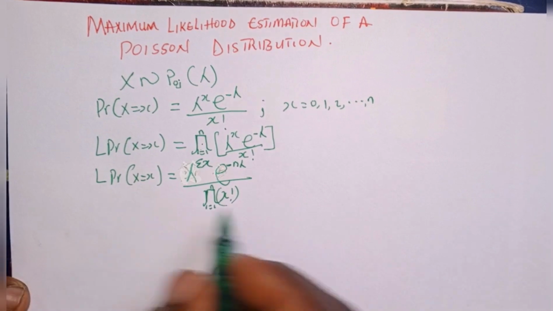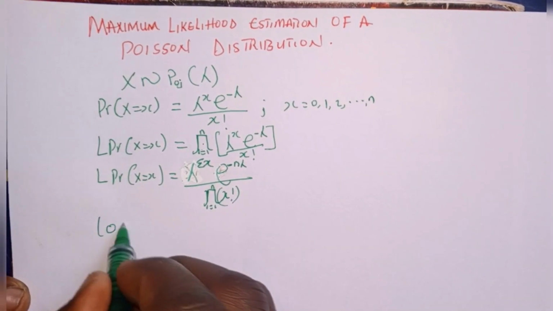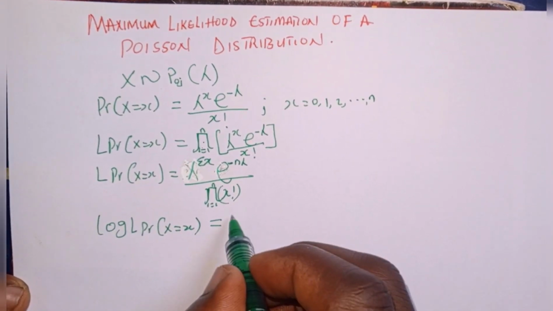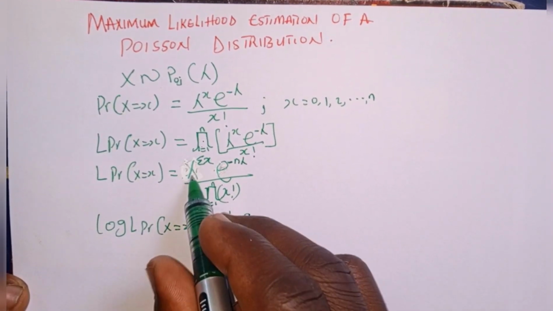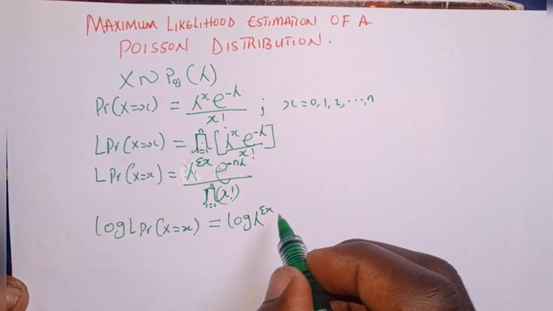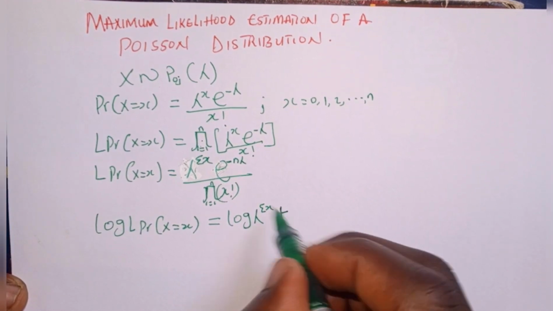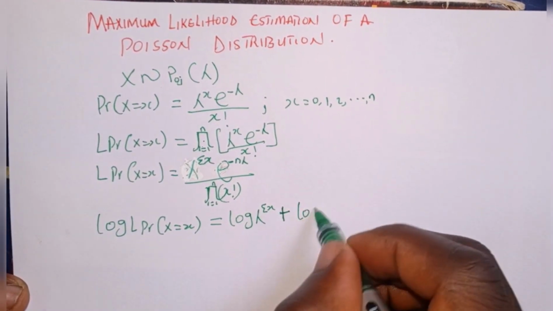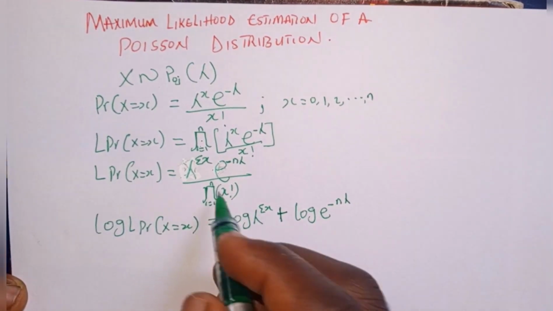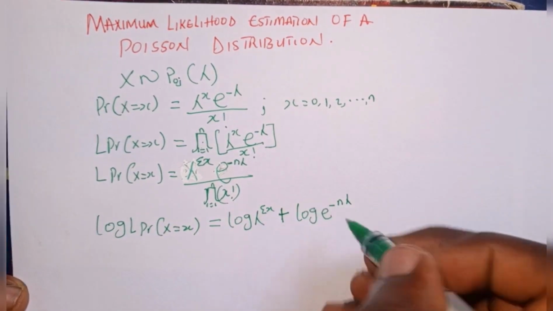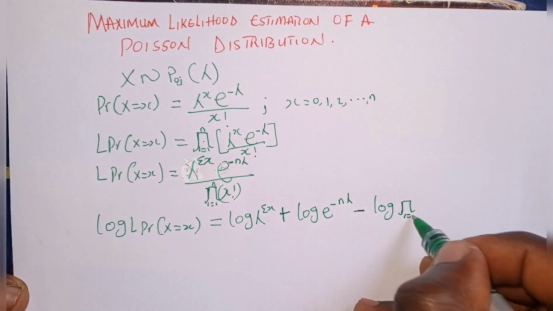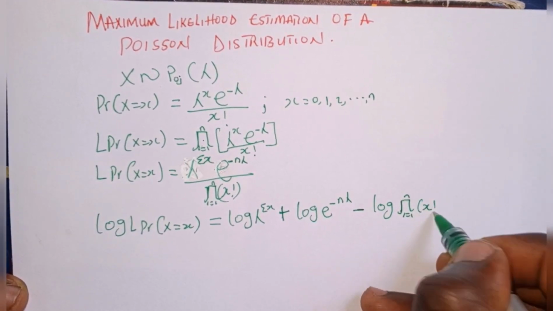Then the next thing we're going to do is to take the logarithm of both sides. So we take the log of the likelihood of probability of X equals x, which is the same as the log of, if you take the log of this, it's going to give us the log of lambda to the power of summation of x, plus, when you take the log of this, it's going to give us the log of e to the power of minus n lambda. Then when you take the log of this, it will change to minus the log of the product, as i goes from 1 to n, of x factorial.